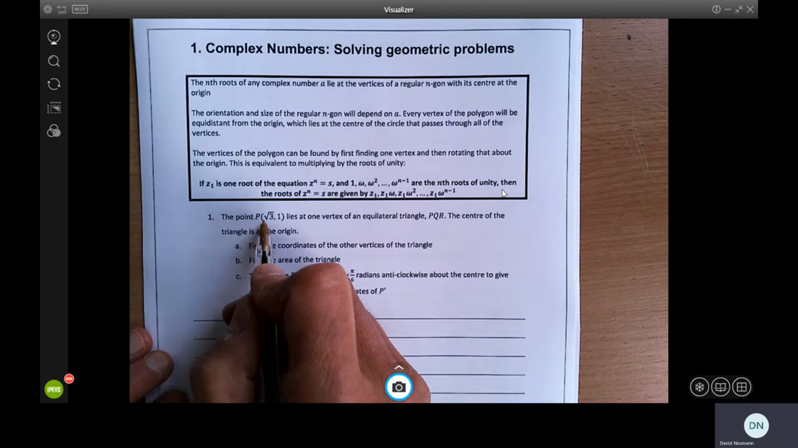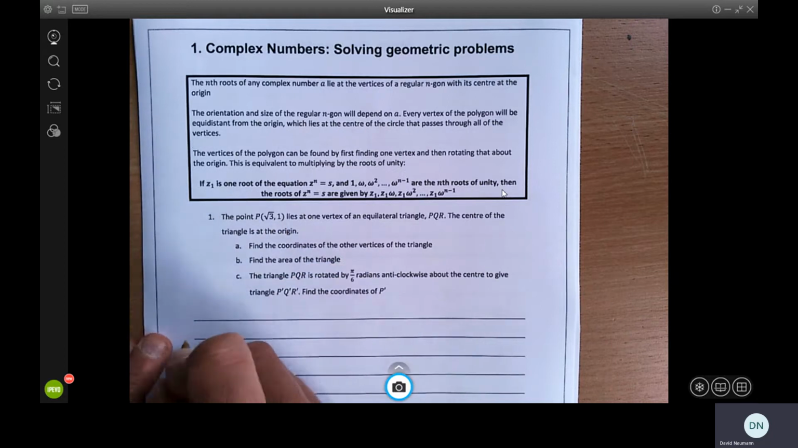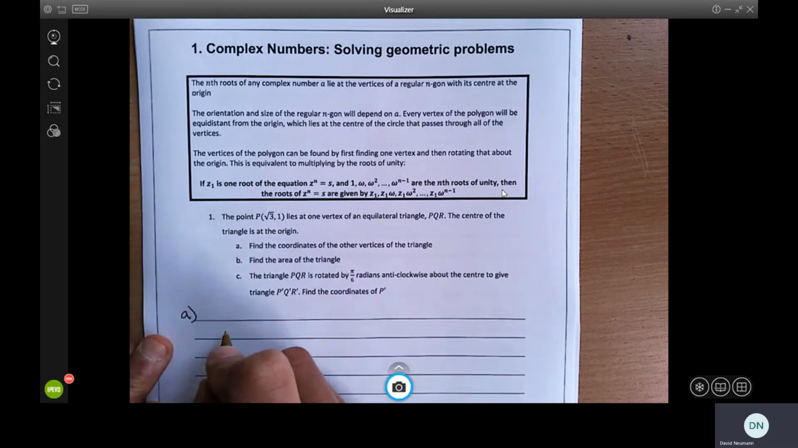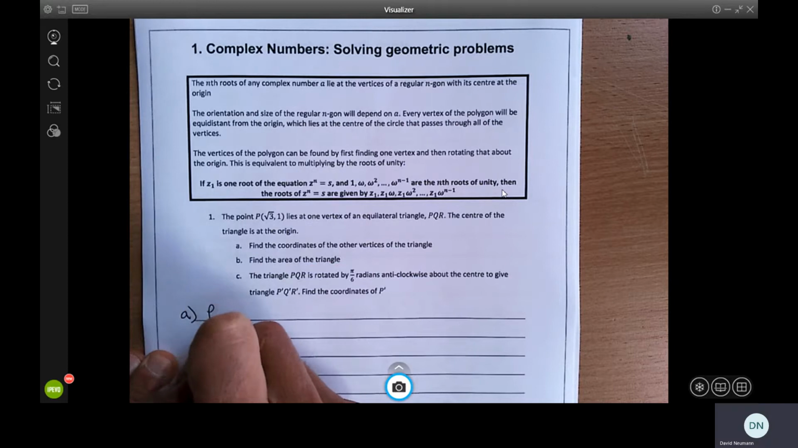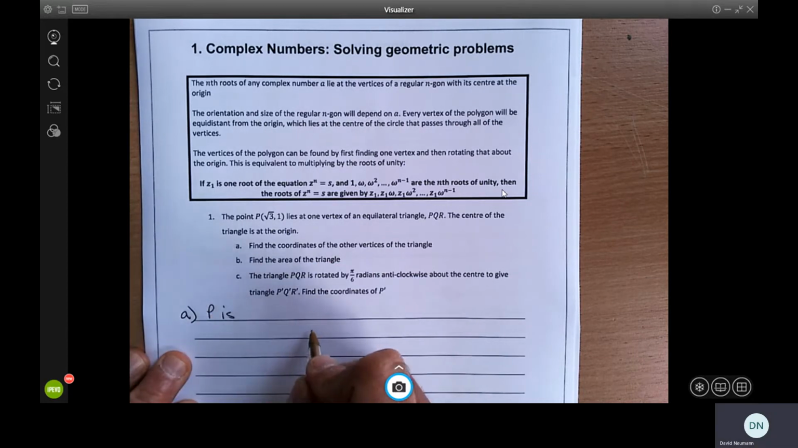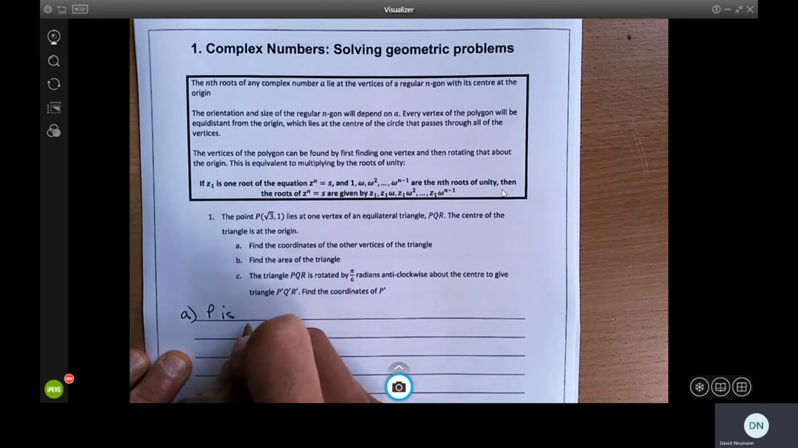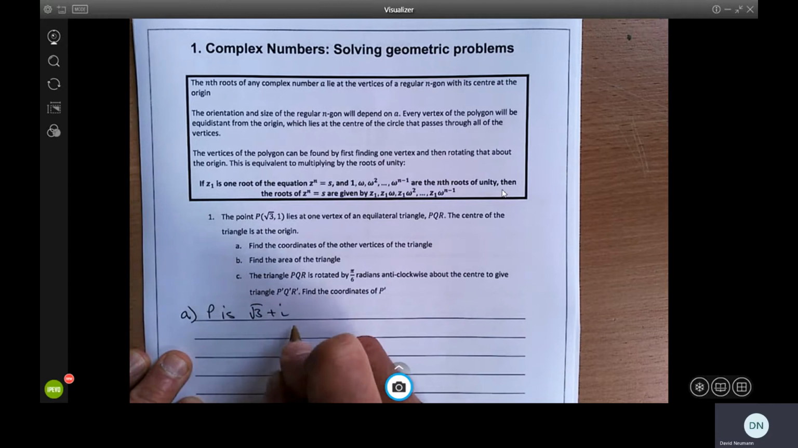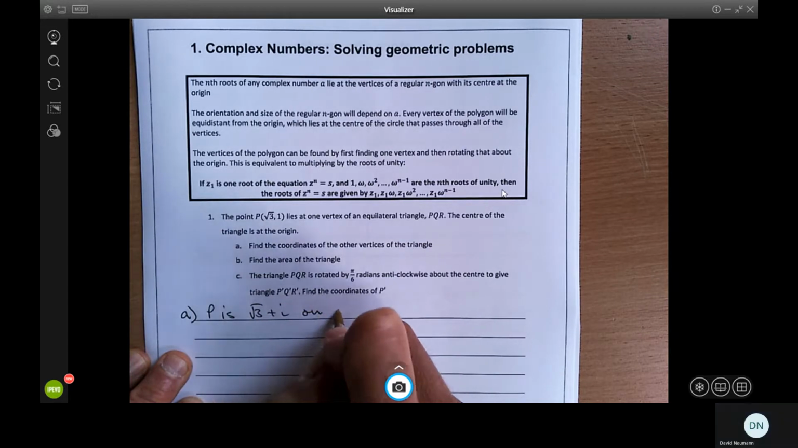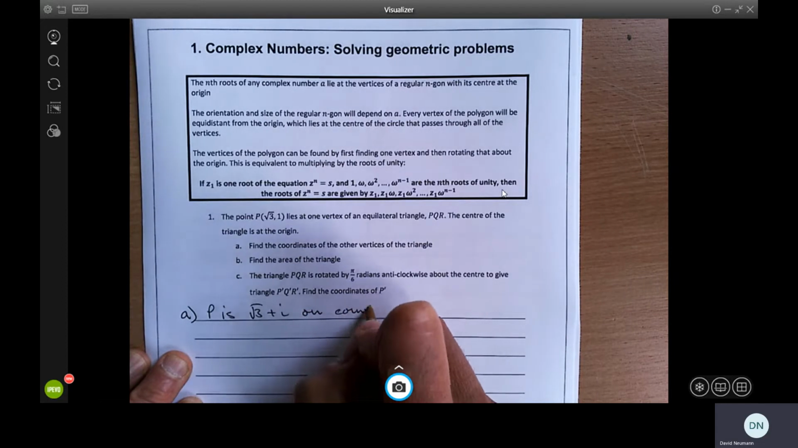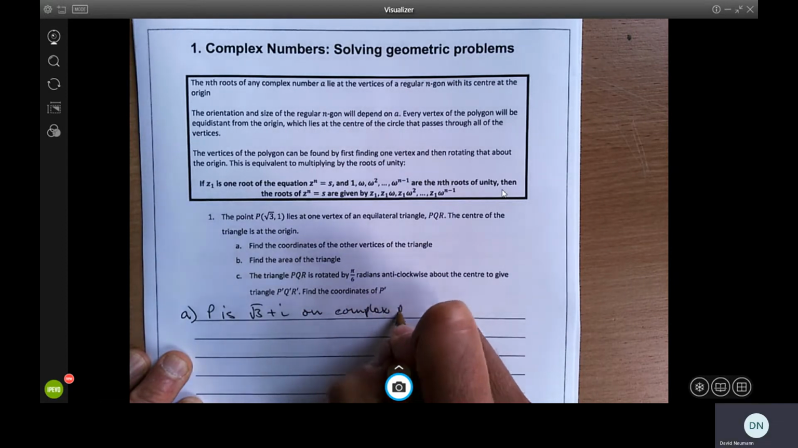So if we represent P on the complex plane, P is, well, on the complex plane, or the Argand diagram, it's root 3 plus i.